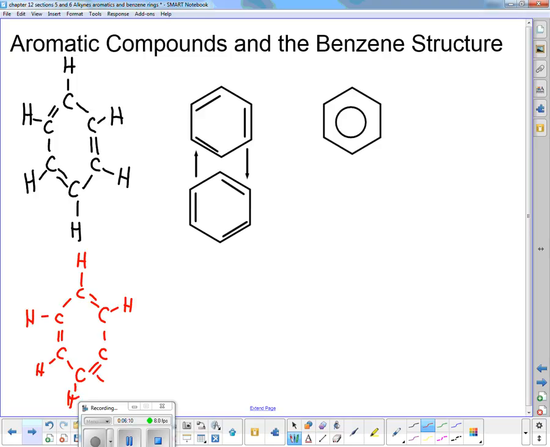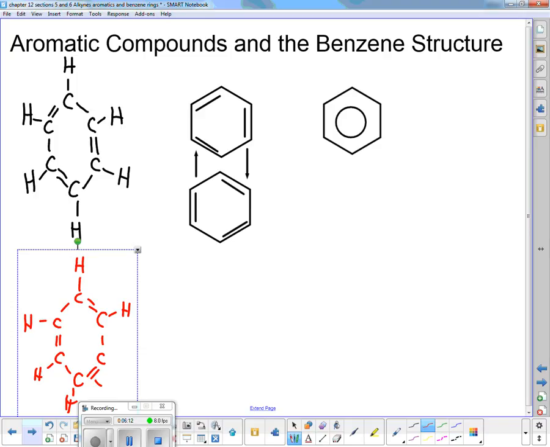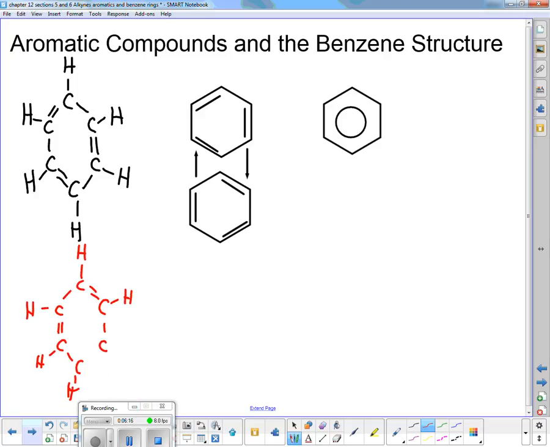These are, whoops, sorry, it won't erase. These are the same molecule. We just don't know what form it's in.